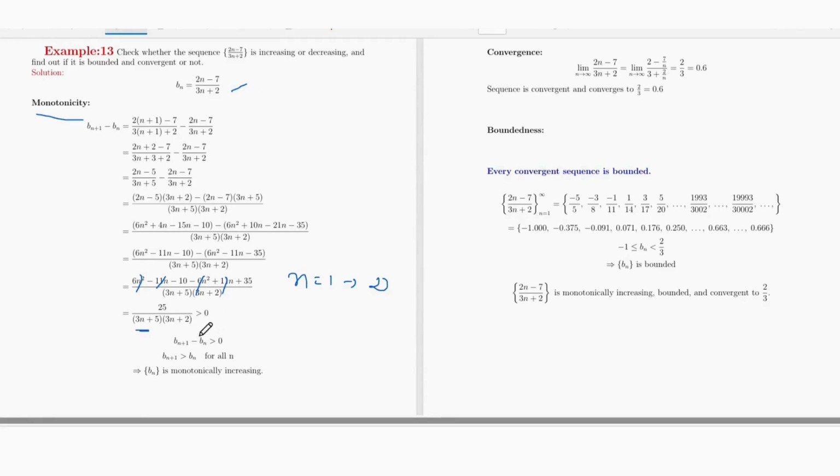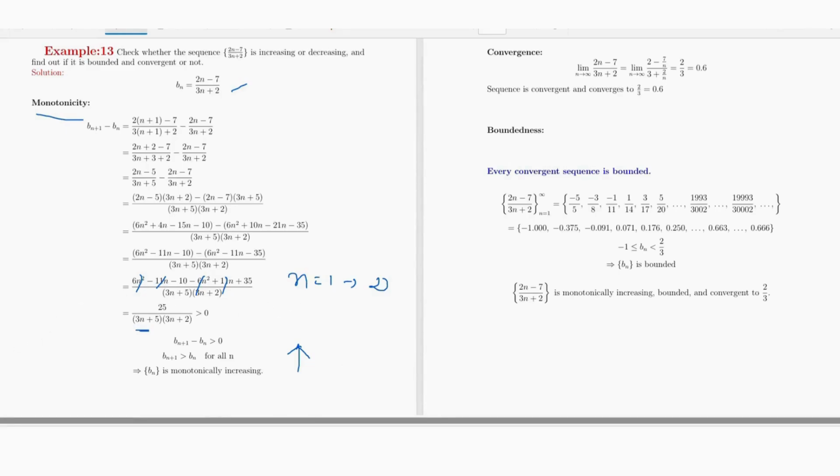So what do we conclude? Bn plus 1 minus bn is greater than 0 for all n. Now shift this bn to this side. So we get bn plus 1 greater than bn for all n. As per the definition, if the n plus 1th term is greater than the nth term, then the sequence is a monotonically increasing sequence.